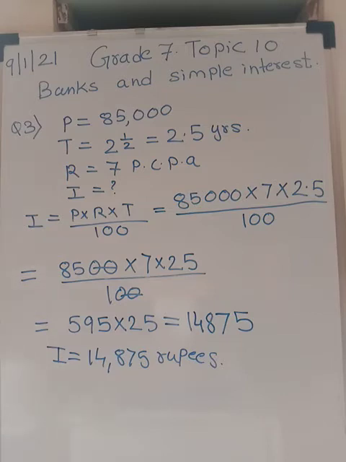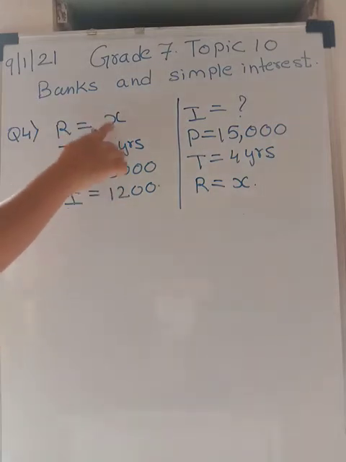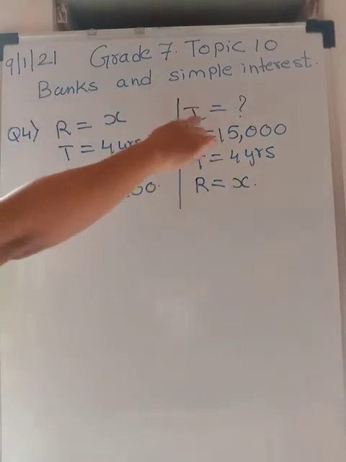Now let's go for the next problem. Now look at the fourth question. It is little tricky. At a certain rate of interest, that means rate is not given, so I have written rate as x. At a certain rate of interest, the interest after 4 years, time is 4 years, on 5,000 rupees, principal is 5,000 rupees, is 1200 rupees. So interest is 1200 rupees with these conditions. So first we have to find rate and use this rate over here to again find the interest.